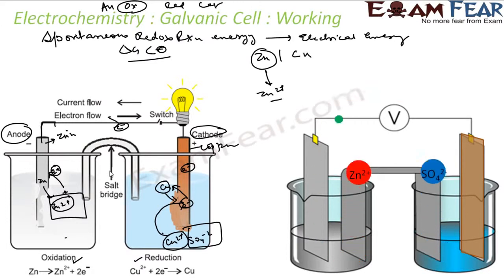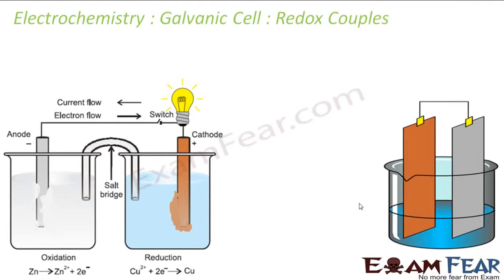So if you see, this is the same animation we saw. The green one is the electron flow, from left to right, and the current flows in the reverse direction. The excess Zn2+ in the left container and the excess SO4 2- in the right container get neutralized using the salt bridge. That is the typical working of this galvanic cell.